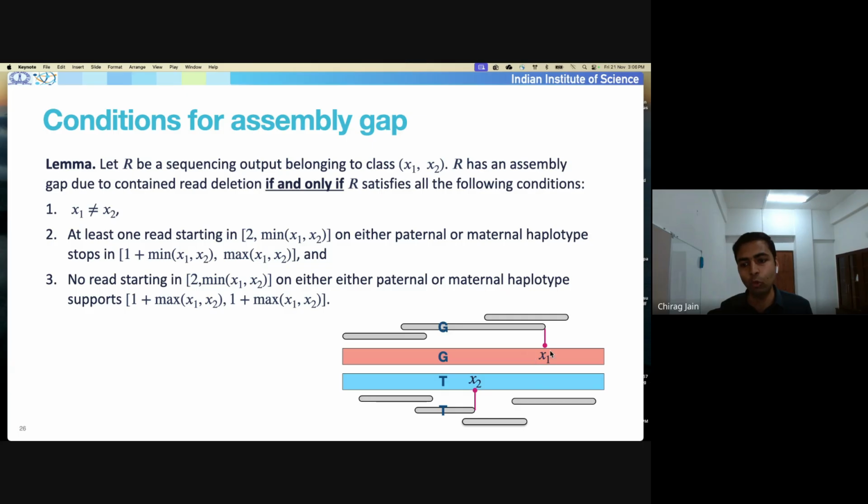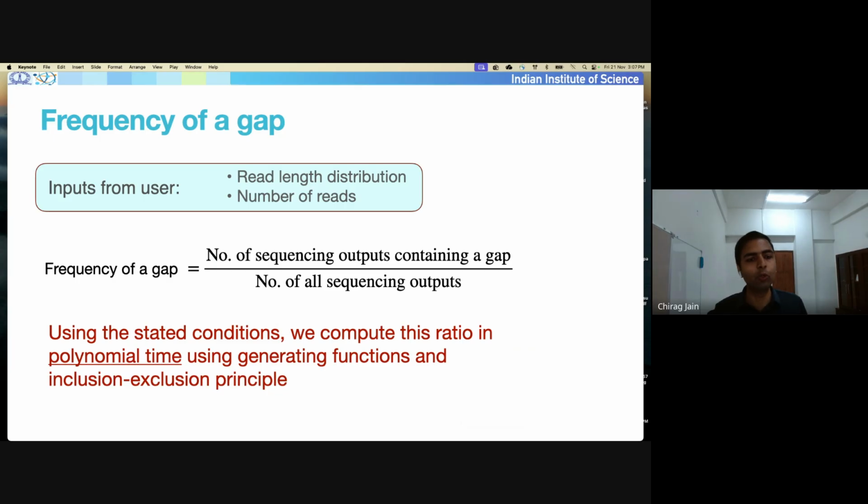So based on these two values, we can give the exact conditions that these reads need to satisfy for a gap to occur. For example, a simple condition is that X1 should not be equal to X2. There should be at least one read in this interval, and so on. I'll leave out the details, but these are conditions that need to hold for this gap to occur. And the reason these conditions are helpful is that once these conditions are true, we know that the gaps will occur. And due to these conditions, we can calculate this formula more efficiently.